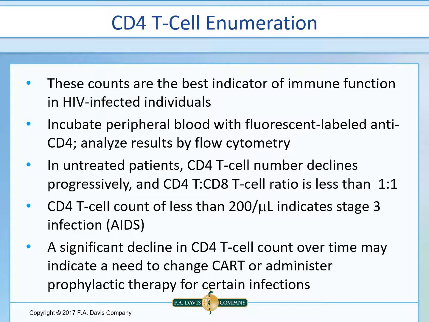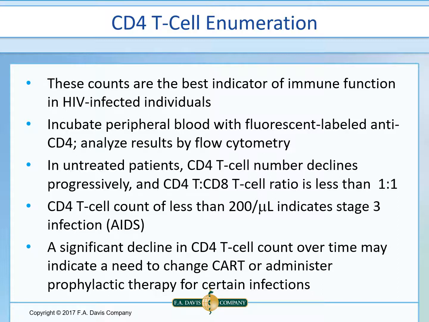Enumeration of CD4 T cells in the peripheral blood plays a central role in evaluating the degree of immune suppression in HIV-infected patients. These counts are the best indicator of immune function. Normally, the peripheral blood CD4 T cell count ranges from 450 to 1,500 cells per microliter. In untreated patients, there's a progressive decline in the number of CD4 T cells.